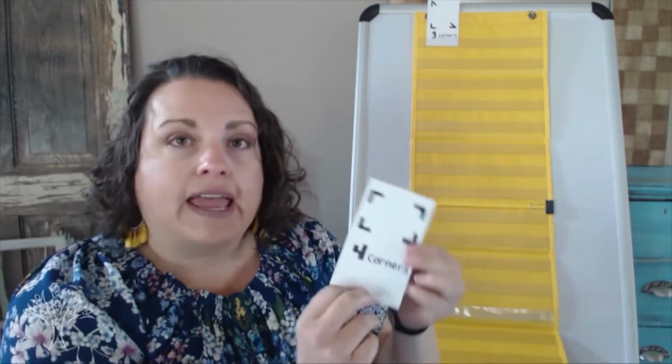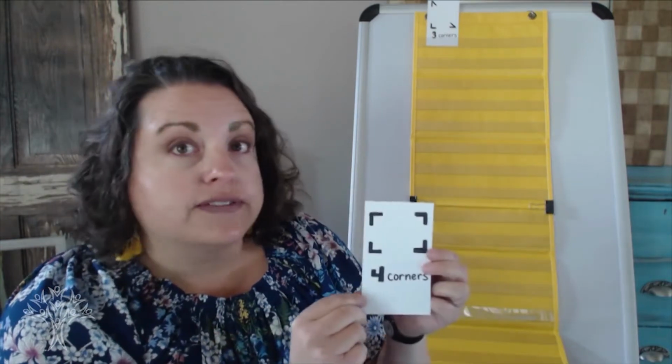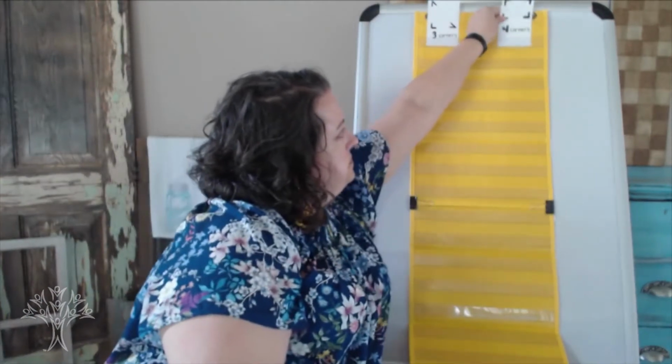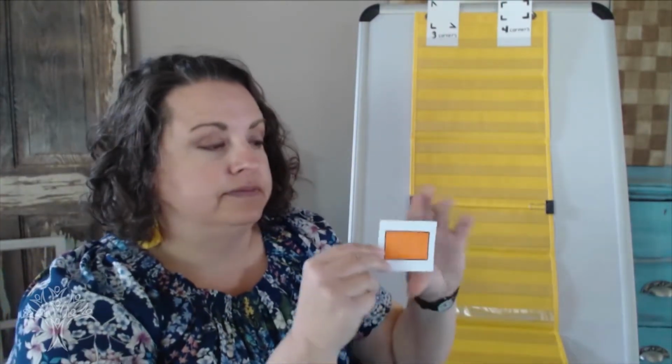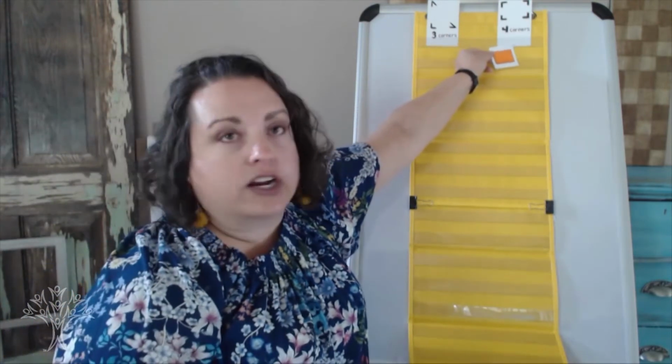And then we're also going to have 4 corners. Can you think of some shapes that would have 4 corners? Let's try our first shape. A rectangle. Which category should I put this rectangle in? Does it have the characteristic of 3 corners, or does it have the characteristic of 4 corners? I heard you say 4.